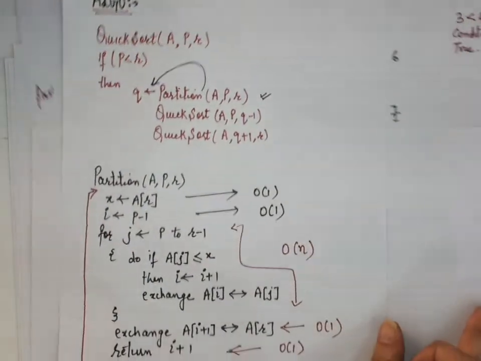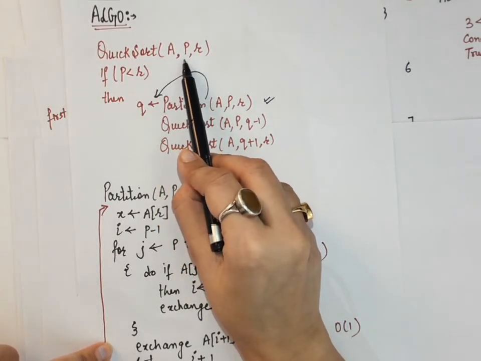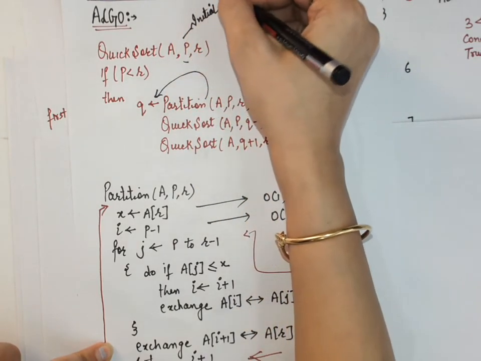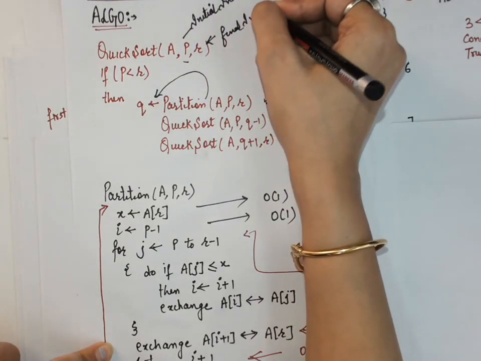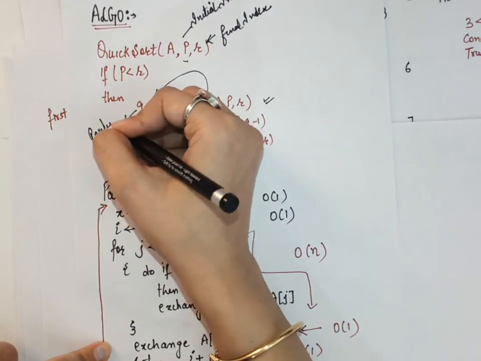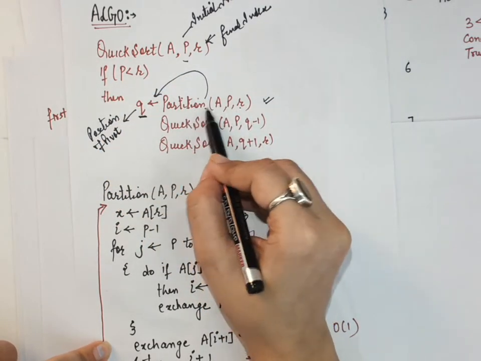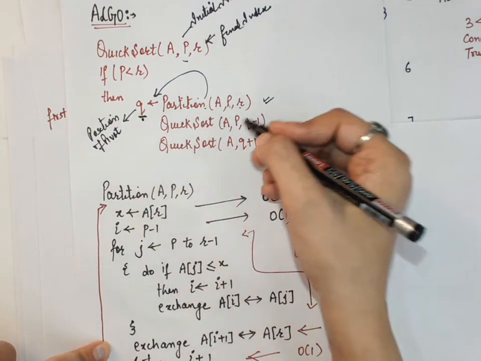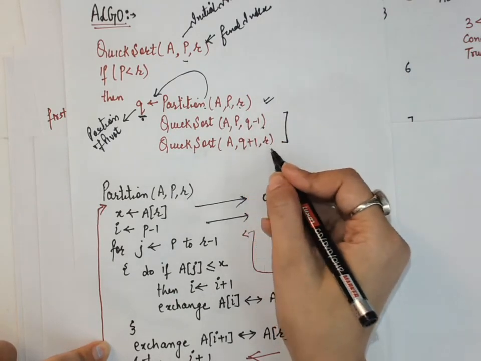So we see its algo. This is the algo for quicksort. Here A is the array, P is your initial index, R is your final or last index. Here Q represents the position of the pivot element. After partitioning, we get the correct position of the pivot element, which is stored into Q. Now it is a recursive procedure. The same will be run from P to Q minus 1 and Q plus 1 to R.